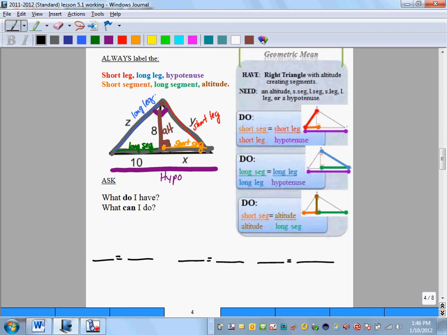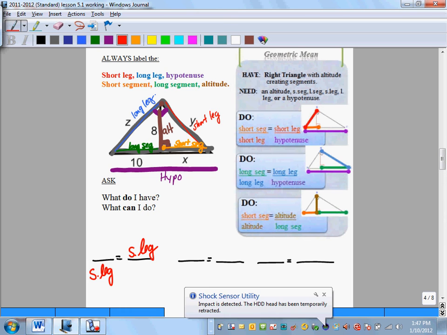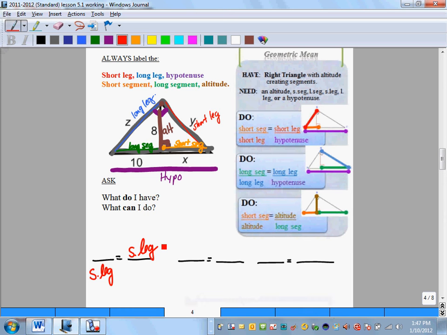What I'm about to show you, you're going to need to memorize. Ready? Step number 1, the short leg. The short leg is the geometric mean, so I put it in the means position. The short leg is the geometric mean between the short segment and the hypo. That's your first proportion that you have to memorize. The short leg is the geometric mean between the short segment and the hypo.